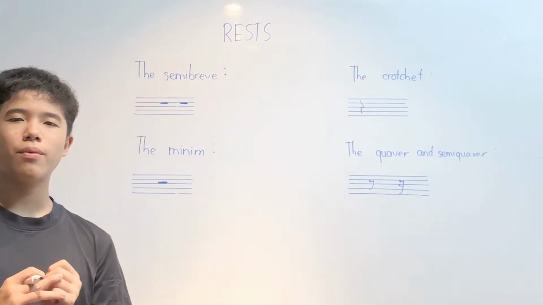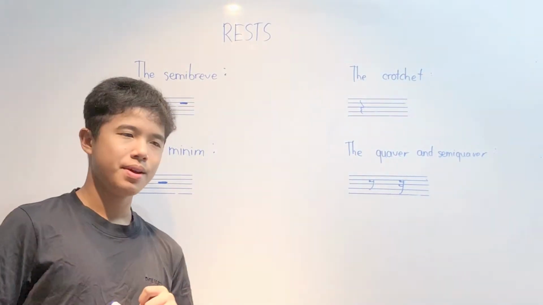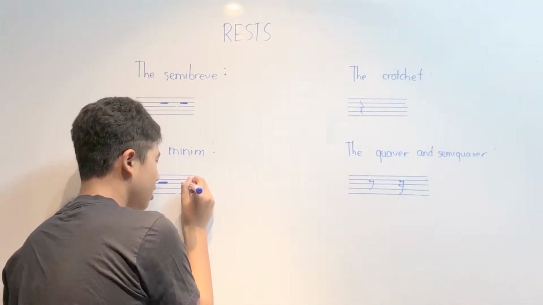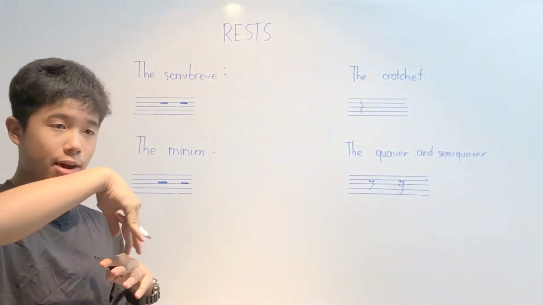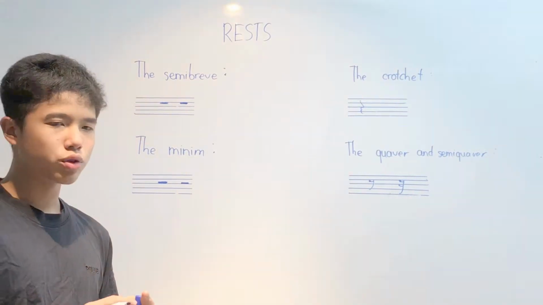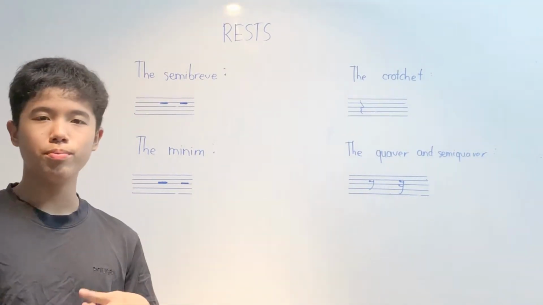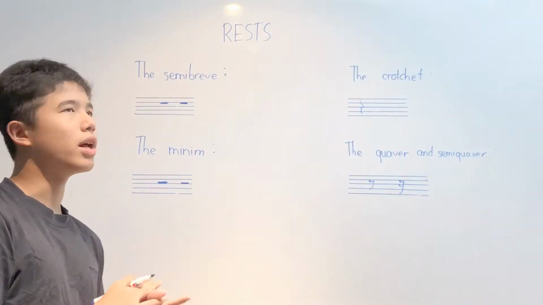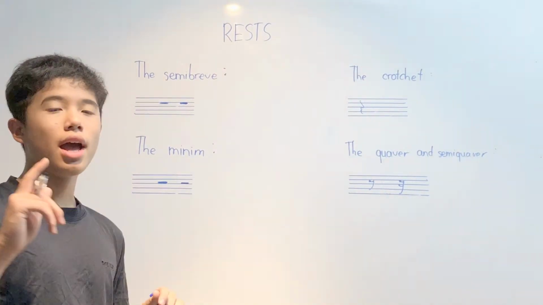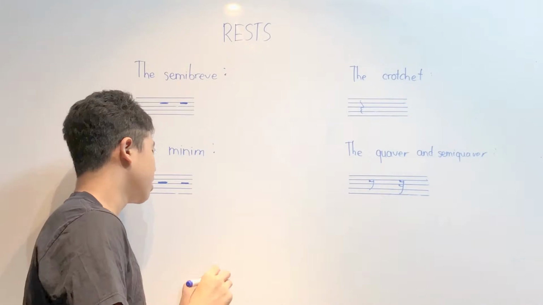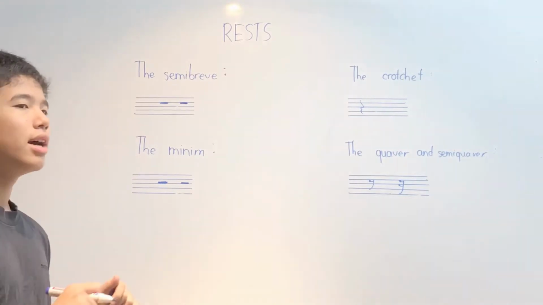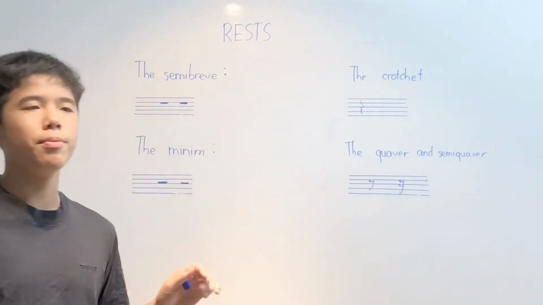And then the next one we're going to learn about is the minim. The minim rest looks kind of like the semibreve rest, but the semibreve rest is pointing down, while the minim rest is pointing up. The minim rest is also equal to a minim note, 2 beats, which means 1, 2, half of the semibreve rest. And remember, do not write two minim rests next to each other. Instead of that, just write the semibreve rest.